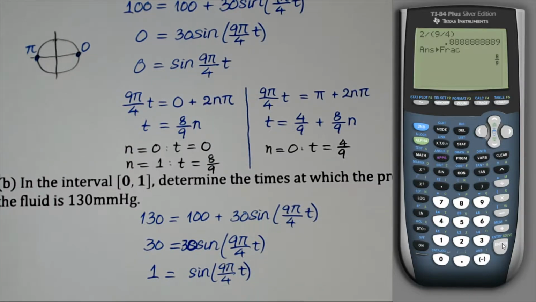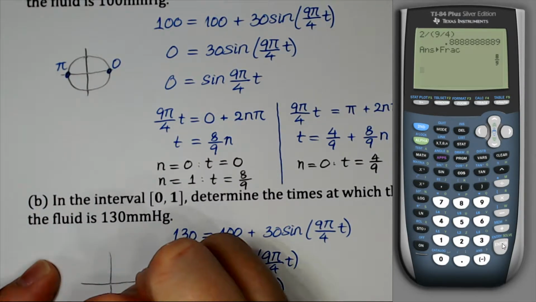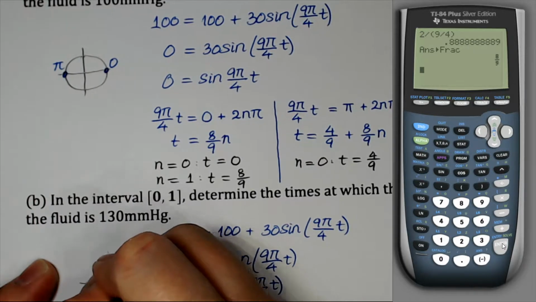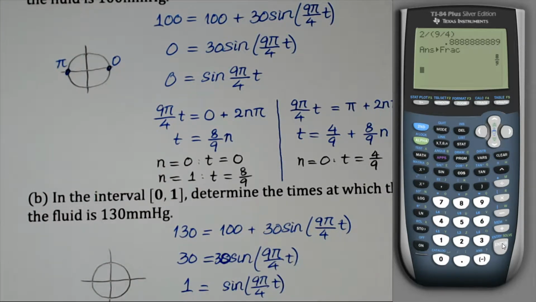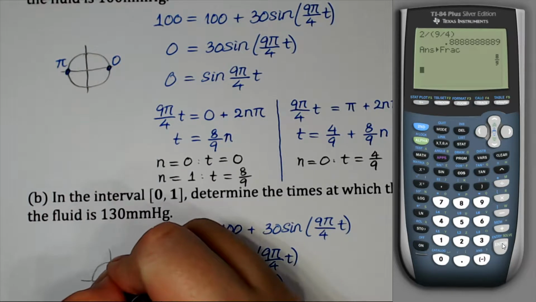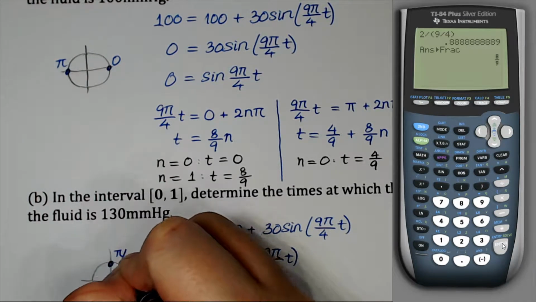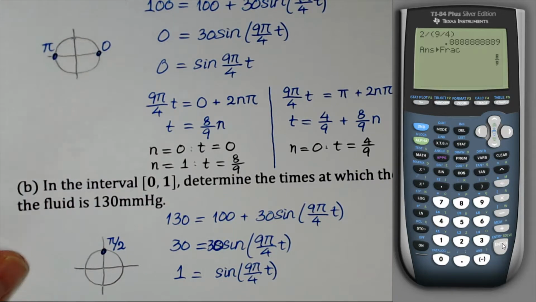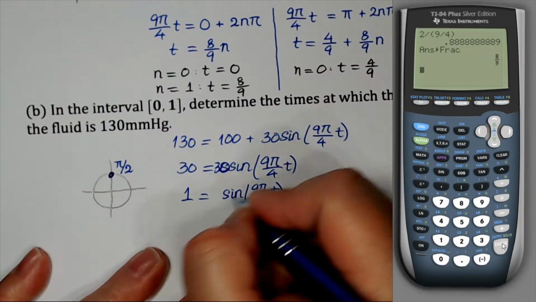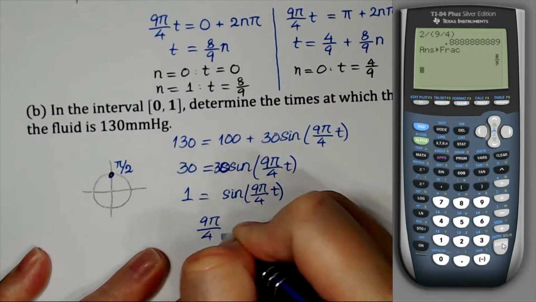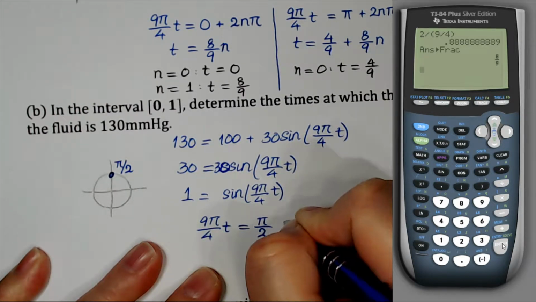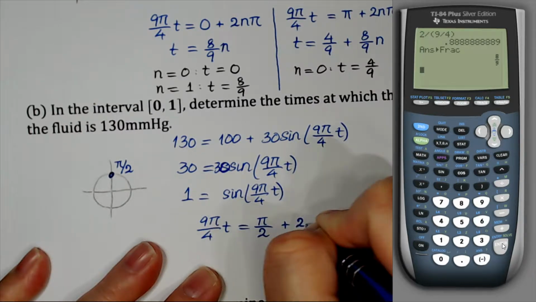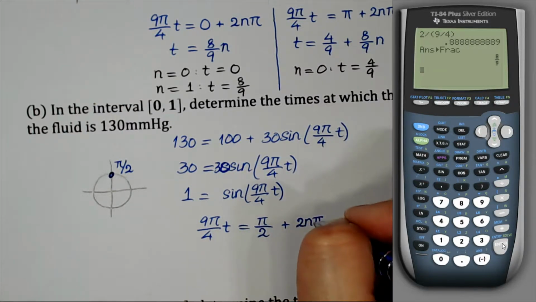Again, we go to the unit circle. Sine is the y values. The y values equal to 1. So we only have one possible answer, which is pi over 2. So we'll write the angle here: 9 pi over 4 t has to be equal to pi over 2. Of course, there could potentially be more than one answer, so we have 2n pi here.